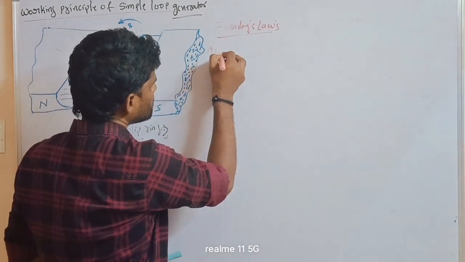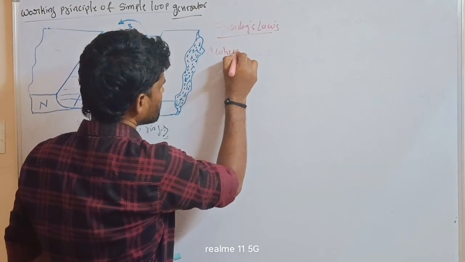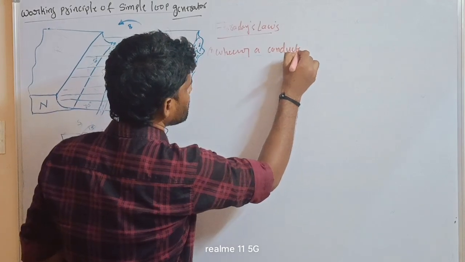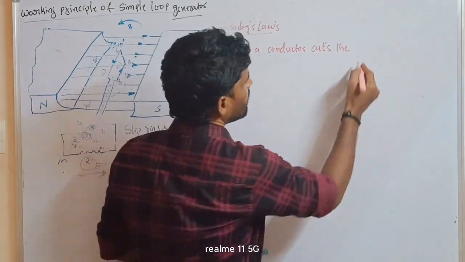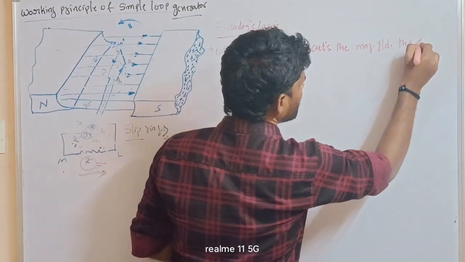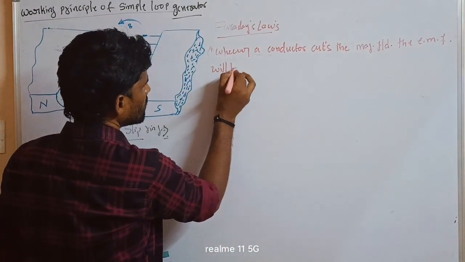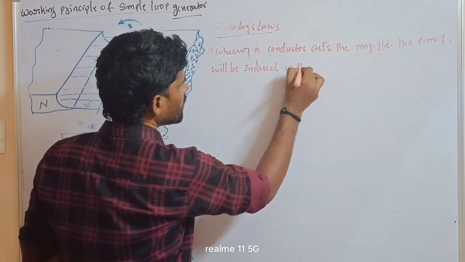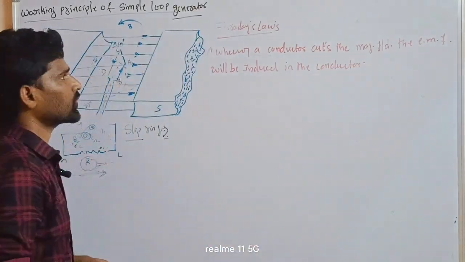Whenever a conductor cuts the magnetic field, the EMF will be induced in the conductor. So this is Faraday's first law.